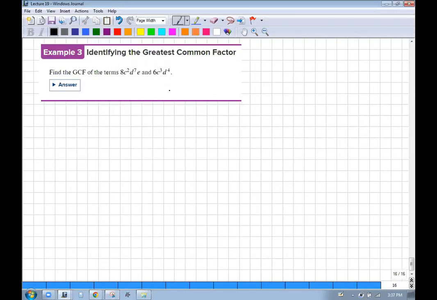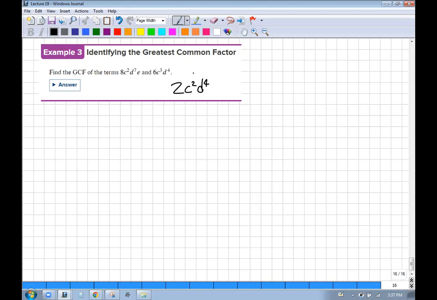What's the GCF of these? Let's see, the biggest number that'll come out of 8 and 6 is 2. The most C's I can get is 2 of them. I can't get C cubed out of this. There's only 2 of them. The D's, the most I'm going to get is 4. I can't get 5 out of this guy. Then we got E's. This one doesn't have any E's, so I can't get any E's out of both of them.